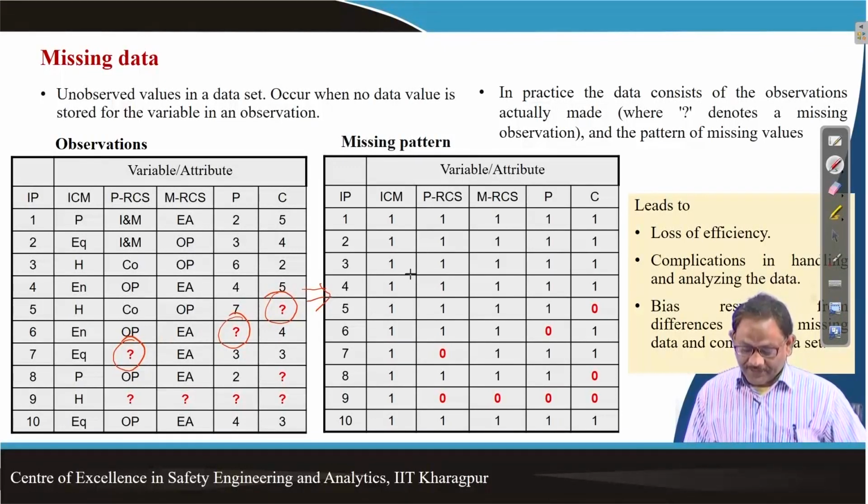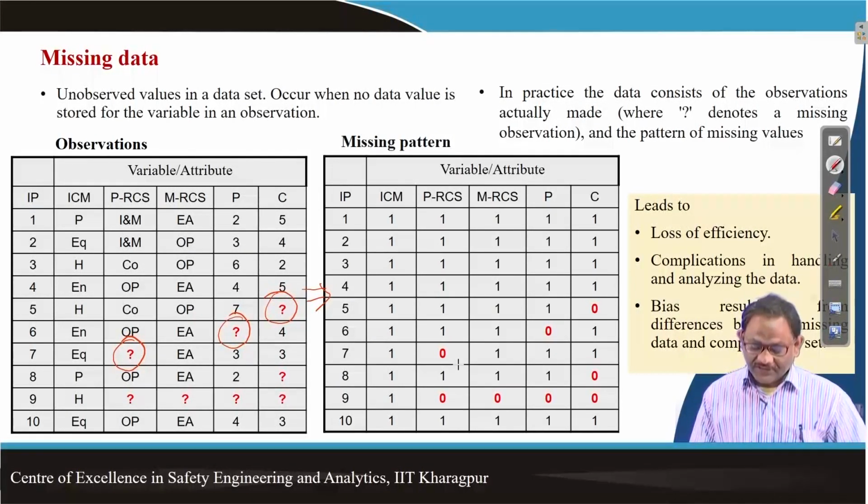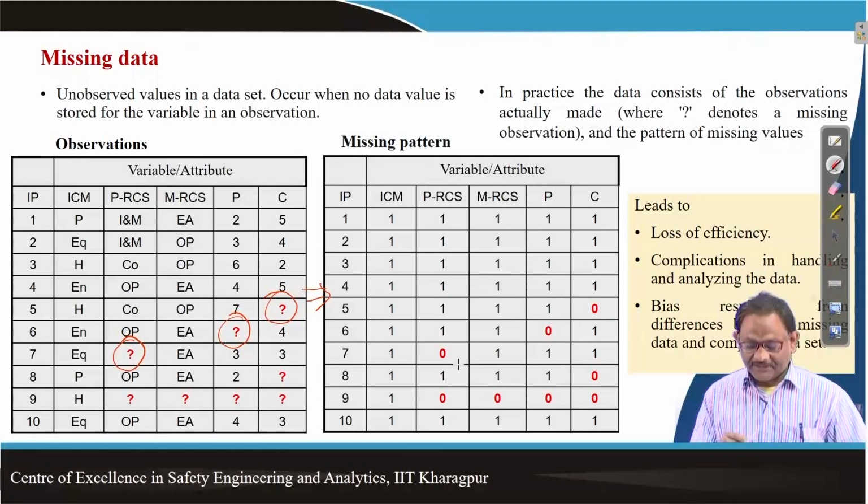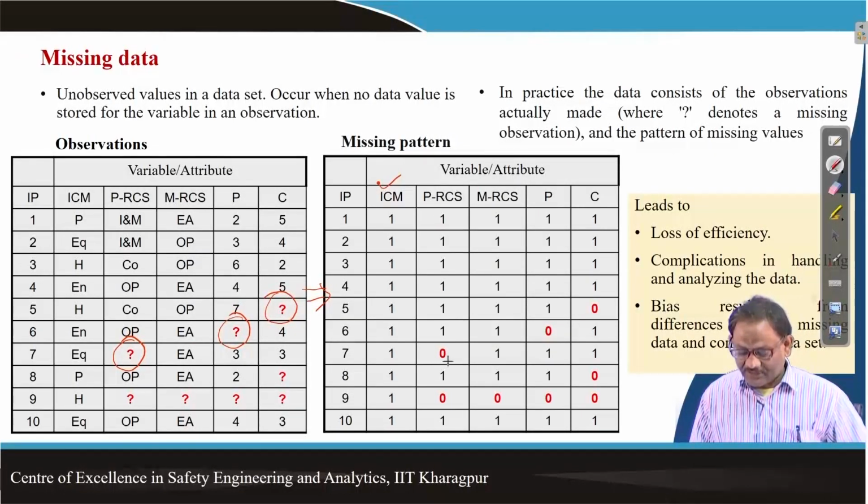Here we have used 1 and 0. Wherever the values are available, put 1. Wherever the values are missing, put 0. This will tell you which attributes have complete data as per the given data set, which do not, and where the missing data is more. For ICM, there is no 0, so it is completely given. For PRCS, there are 2 zeros, so 2 missing values.